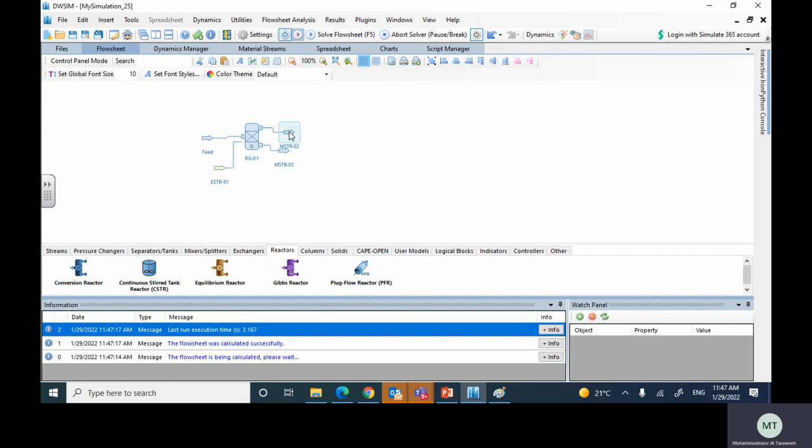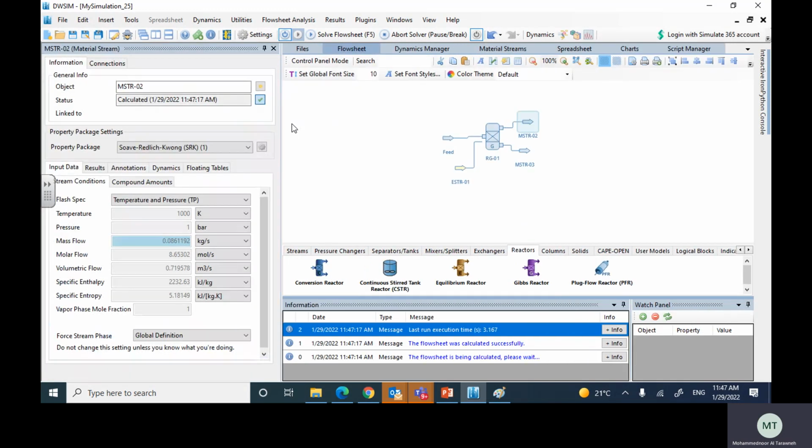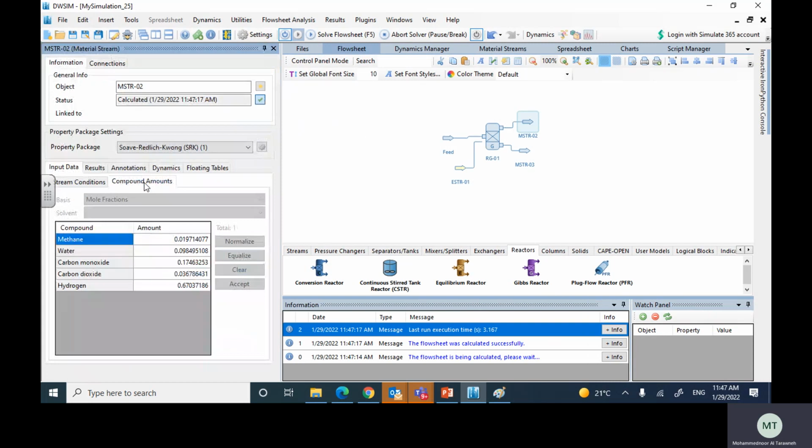Now the calculations are done. Let's check the material stream and go to compound amount. So these are the mole fractions at the equilibrium stage. So we can see that the equilibrium stage prefers everything to be converted into carbon monoxide and hydrogen at these conditions.